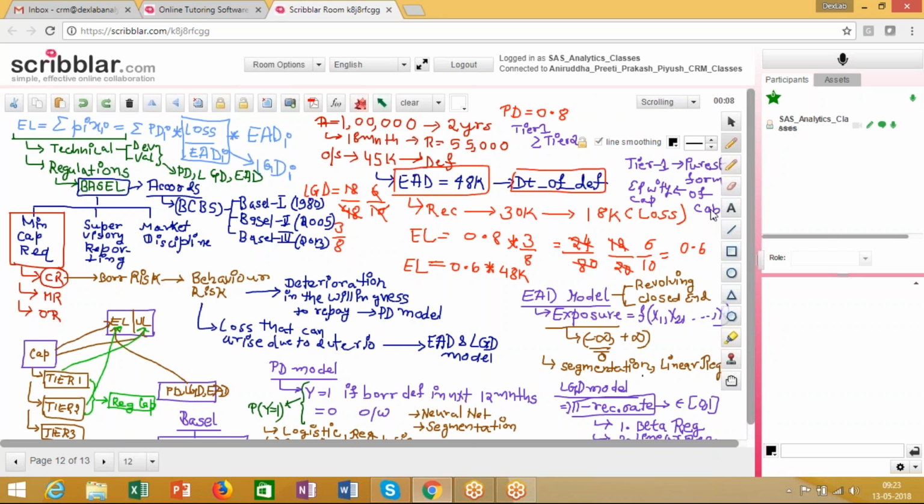Keeping a sufficient amount of provisions against the expected loss is just a part of it. Basel aims to ensure that the bank is adequately capitalized such that it can absorb losses arising from expected loss, unexpected loss, or potential loss, right? And the bank needs to keep aside a sufficient amount of capital for that.